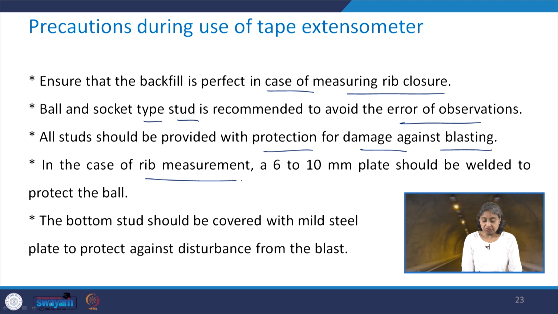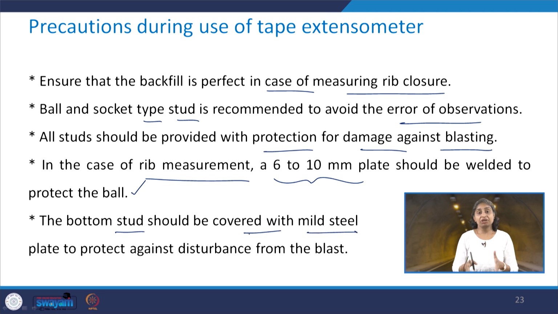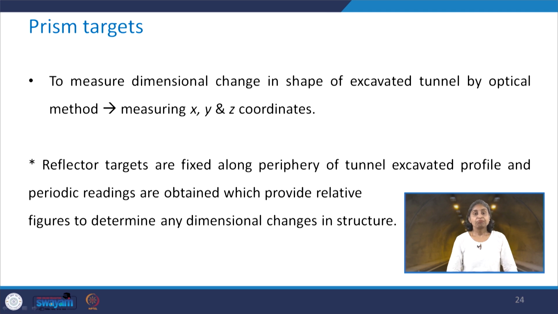Now in case of the rib measurement, a 6 to 10 millimeter plate should be welded to protect the ball. As I mentioned, the bottom stud should be covered with mild steel plate to protect it against any disturbance from the blasting. Then the second type of measuring instrument is the prism target.